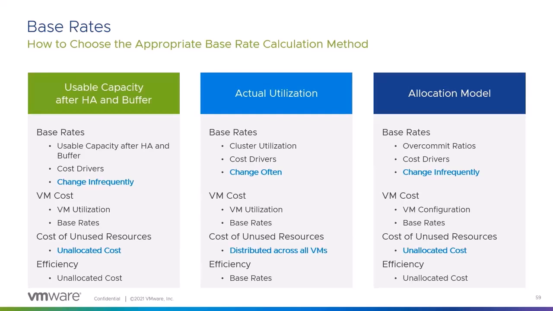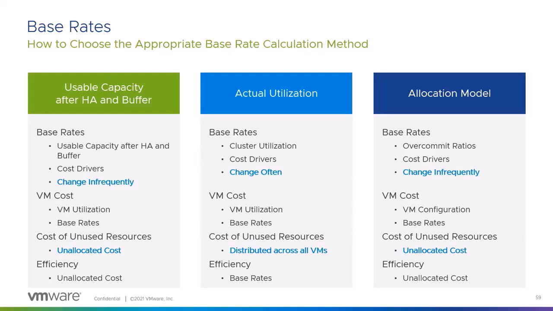So if you have a cluster running one VM, basically the cost of that VM would be the cost of the entire cluster. If you had 100 VMs, then each virtual machine would get a smaller portion of the cost of that cluster. So the decision between these two is basically how you want to handle the cost of those unused resources. Do you want to track it as a separate metric as unallocated cost, or do you want to increase the cost of the virtual machines that are in the cluster and just distribute that unused cost across all the other virtual machines? That's really the difference between those two: the cost of unused resources.